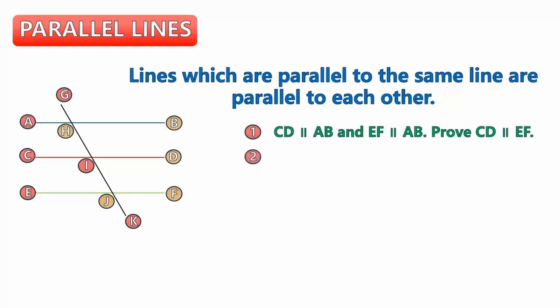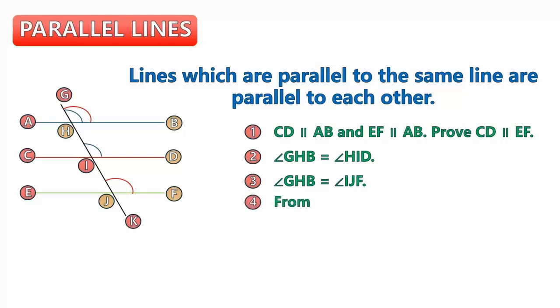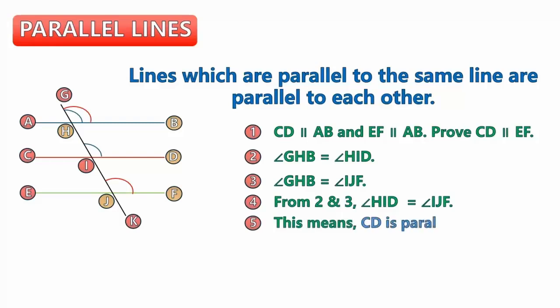For that, since AB and CD are parallel, angle GHB is equal to angle HID, because they are corresponding angles. And since AB and EF are parallel, angle GHP is equal to angle IJF because they are also corresponding angles, but for two pairs of different parallel lines. So from 2 and 3 we can deduce that HID and IJF are also equal. Since they are equal, it means that CD and EF are also parallel because the corresponding angles are equal. So this is the proof.